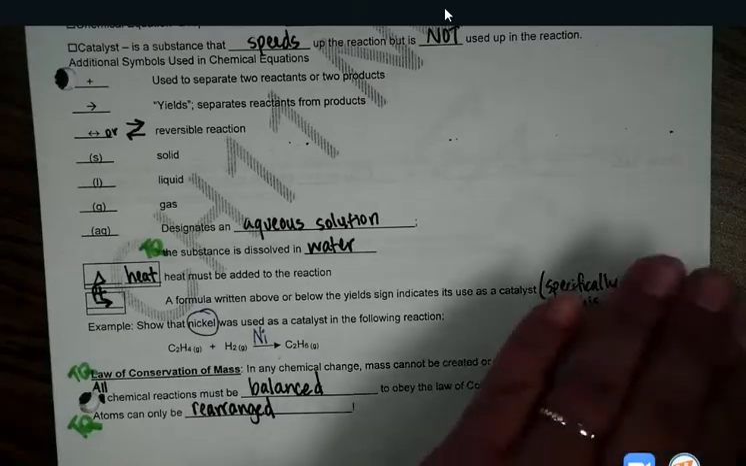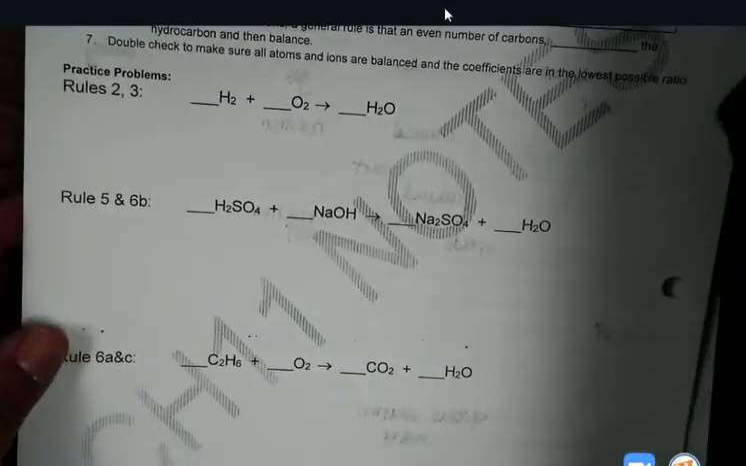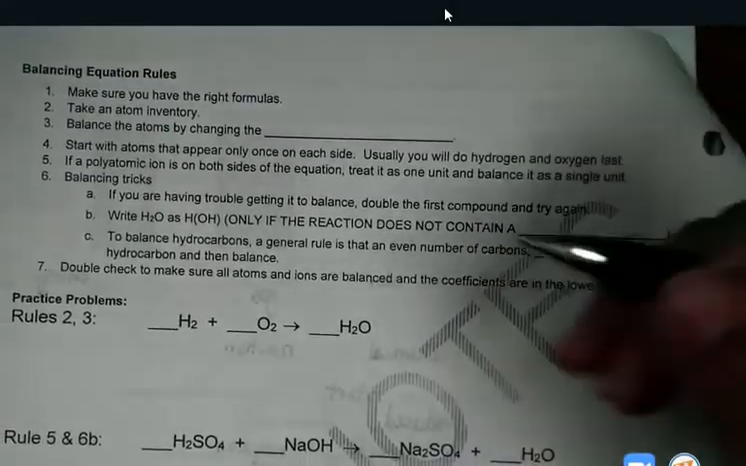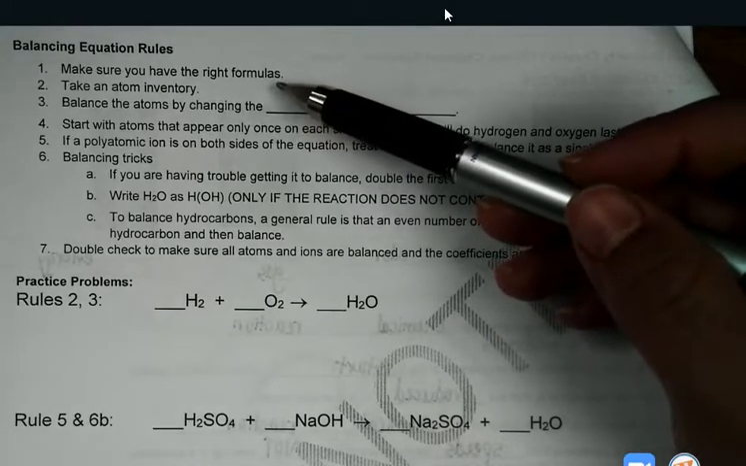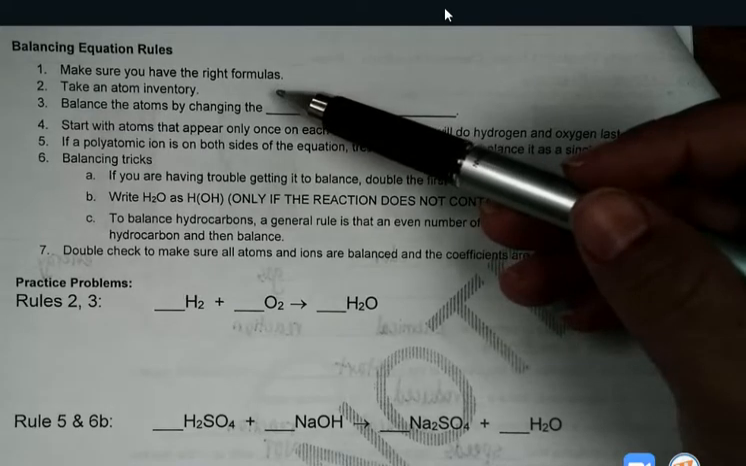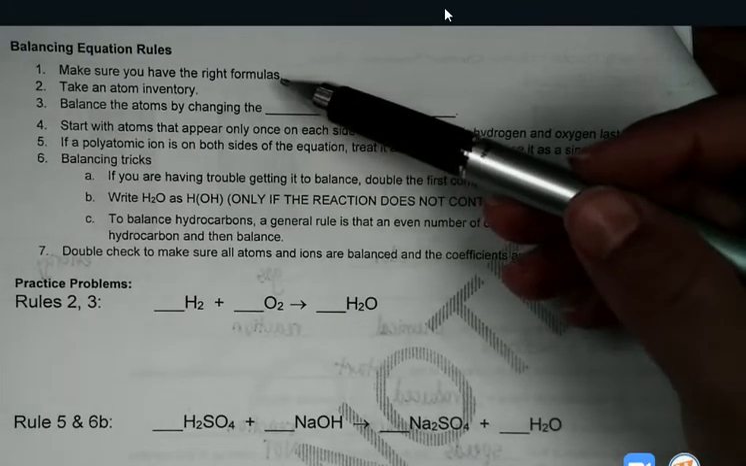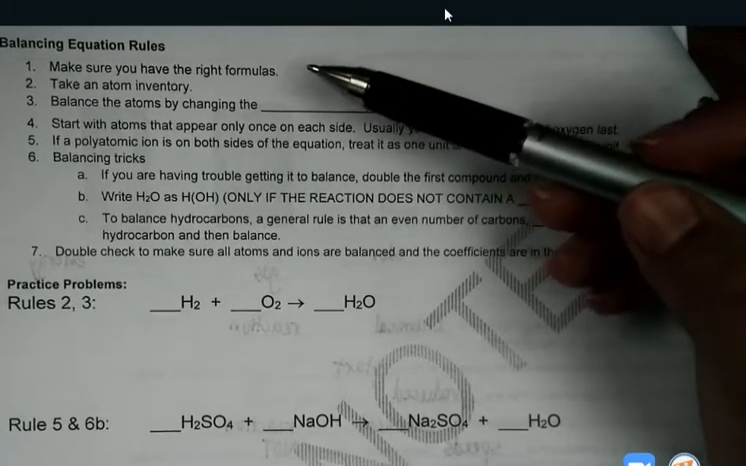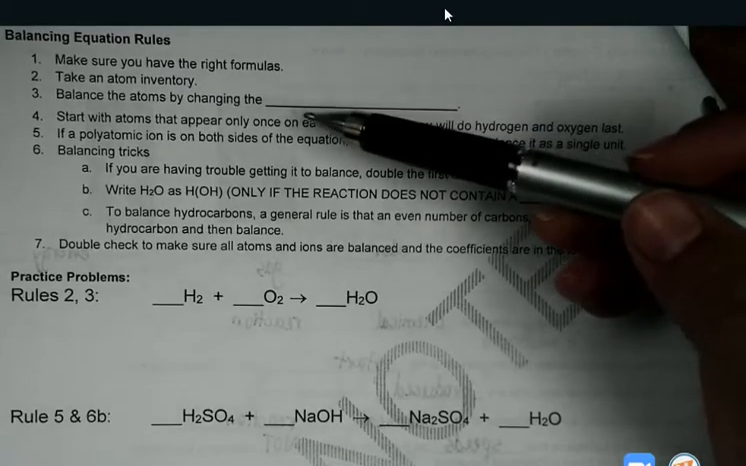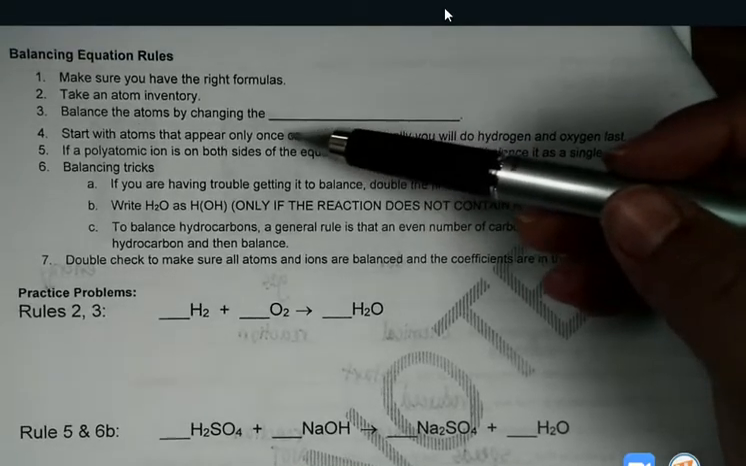All right, now we move on to page 2. So when it comes to balancing, there's a couple of things that we can look at to make it easier. The first thing that we have to know is that we have the right formulas. This is going to be a big deal when we look at word equations tomorrow. If you don't recognize your diatomics, you don't recognize your acids, or you don't recognize your polyatomics, it's going to be difficult to get the right formula. And if you don't have the right formula, you're not going to be able to balance correctly. So always make sure that you have the right formulas first.